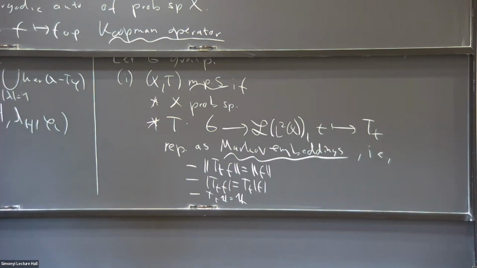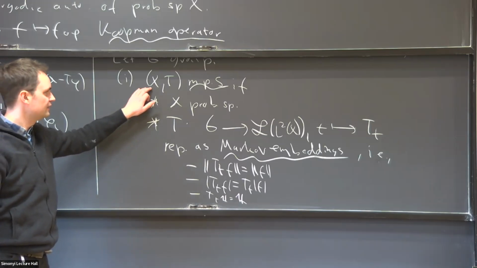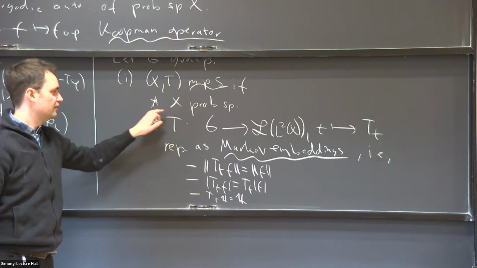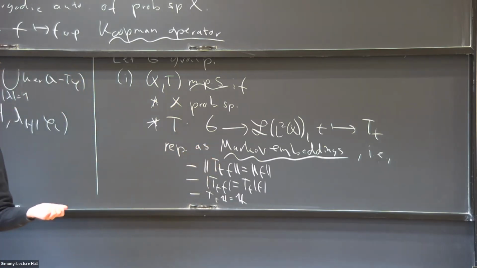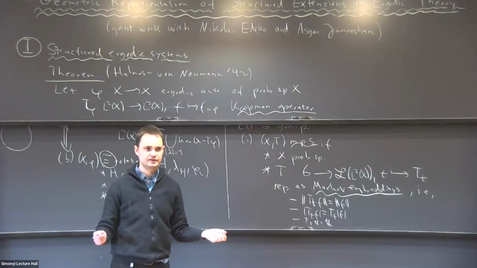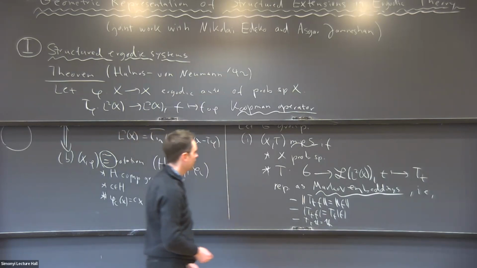And now three remarks. The first one: if you have a standard Borel probability space, then every such operator, every such Markov embedding, is actually the Koopman operator of a transformation of the space X. So really, in this sense, this is a generalization of the standard framework.